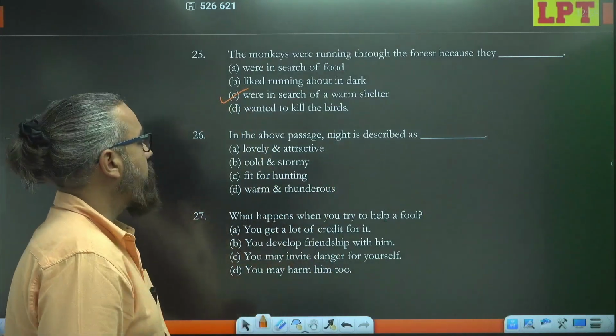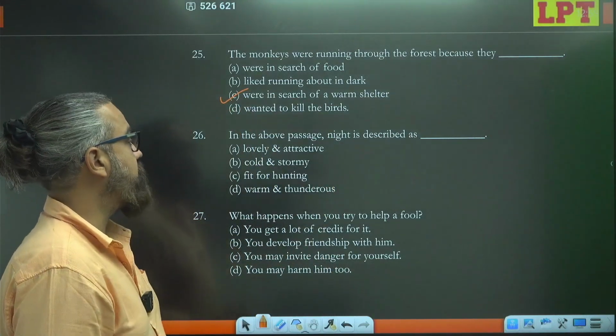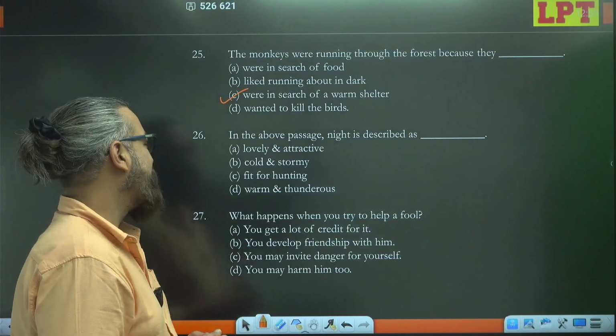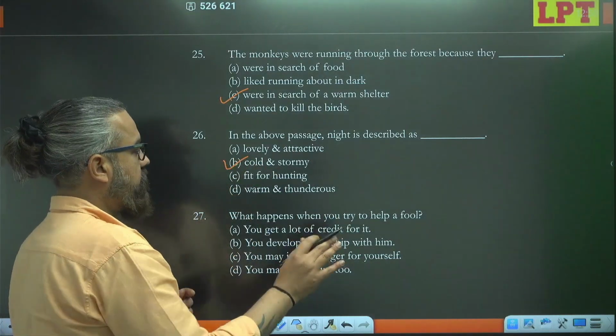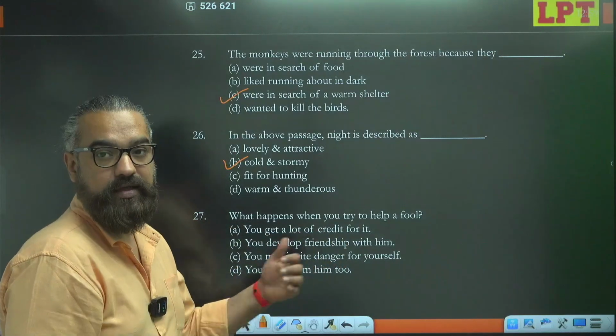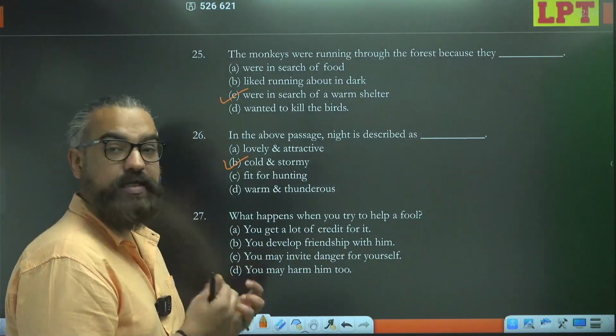Okay. In the above passage, night is described as lovely and unattractive. No. Cold and stormy. Yes. Fit for hunting? Never really. Warm and thunderous? In fact, it's not warm. On the contrary, it's very cold.